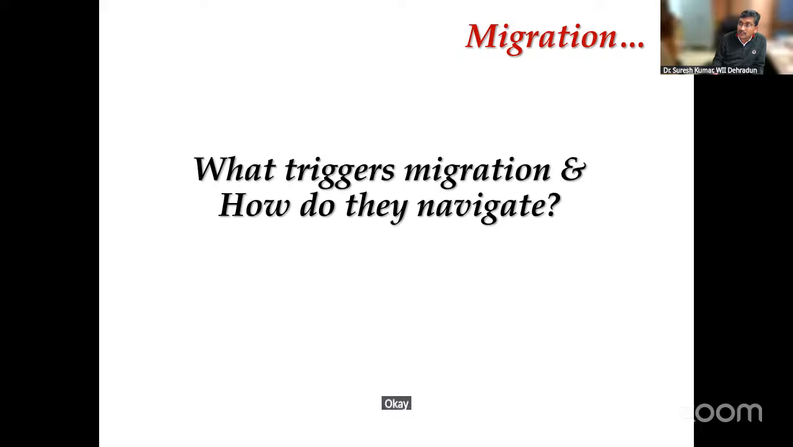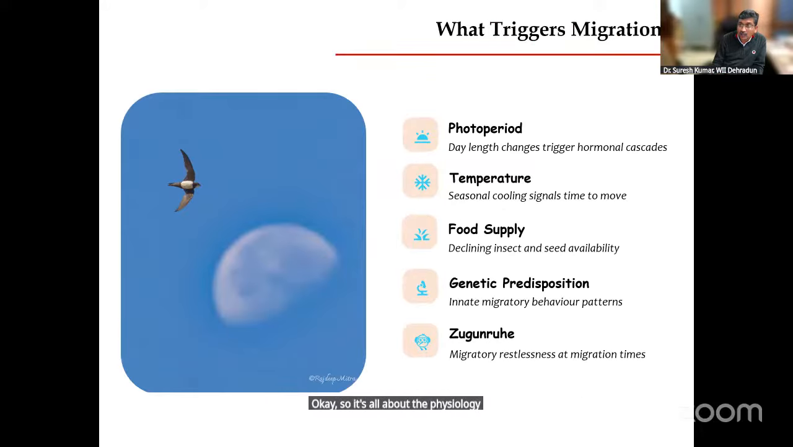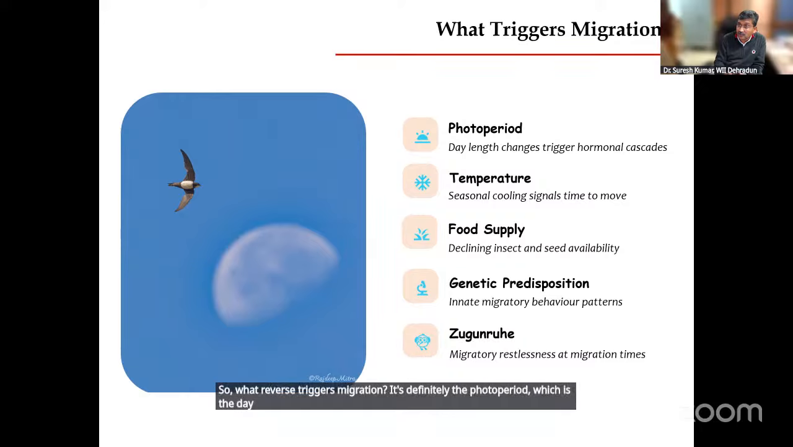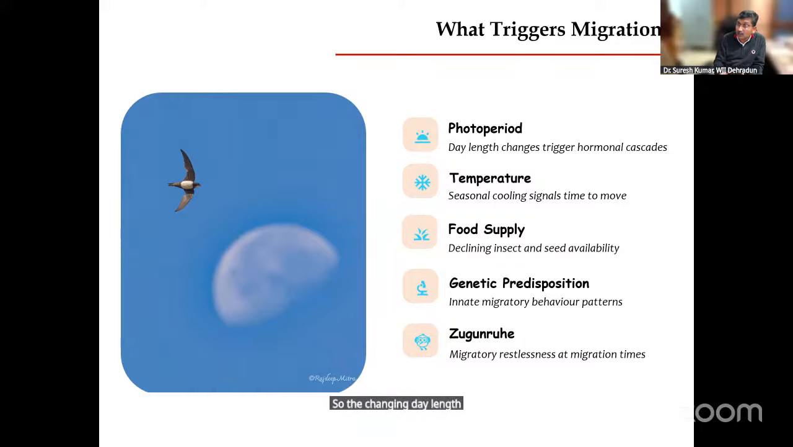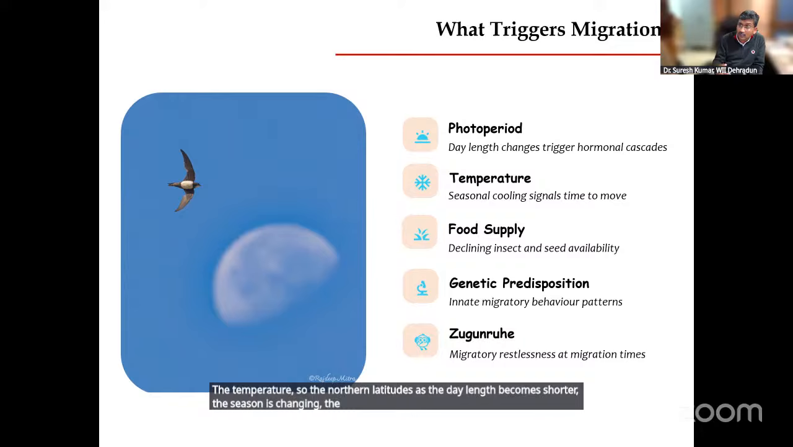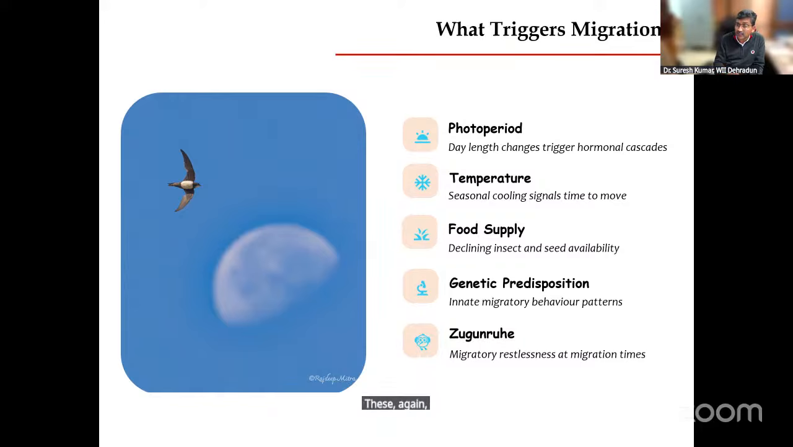Okay, so it's all about the physiology. It's all about what's going on within them, and of course, this is in response to what is happening outside. What triggers migration? It's definitely the photoperiod, which is the day length. So the changing day length triggers hormonal changes within them. The temperature: in the northern latitudes, as the day length becomes shorter, the season is changing, the temperatures start to drop. These again trigger migrations.